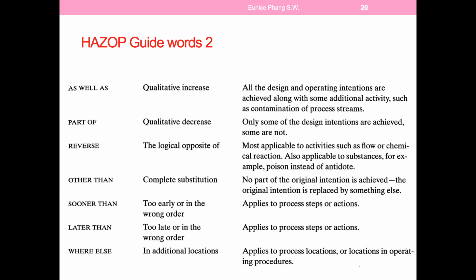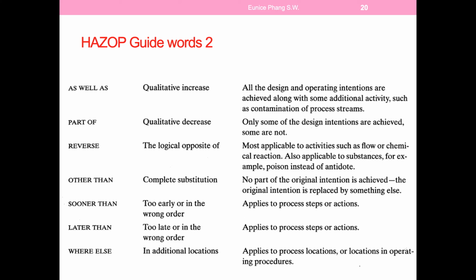Then you want to ask what causes that part of the reaction. Reverse normally works in flow or chemical reaction. So when you have a reverse flow rate, what does that mean? What causes the reverse flow rate, and what are the consequences of the reverse flow rate on the chemical reaction?